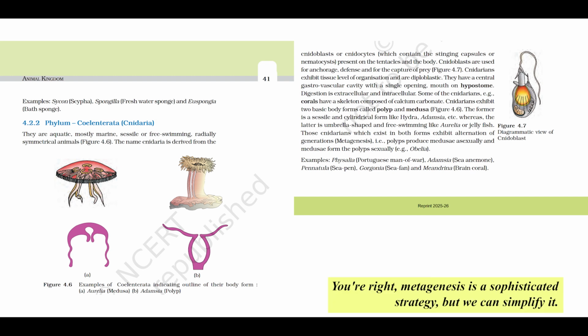You're right. Metagenesis is a sophisticated strategy, but we can simplify it. Let's use Obelia as our example. The polyp stage is typically sessile, anchored to a surface, often forming colonies. These polyps are focused on feeding and growth. They reproduce asexually by budding off tiny, free-swimming medusae. Okay, so the stationary polyps release mobile medusae. Exactly.